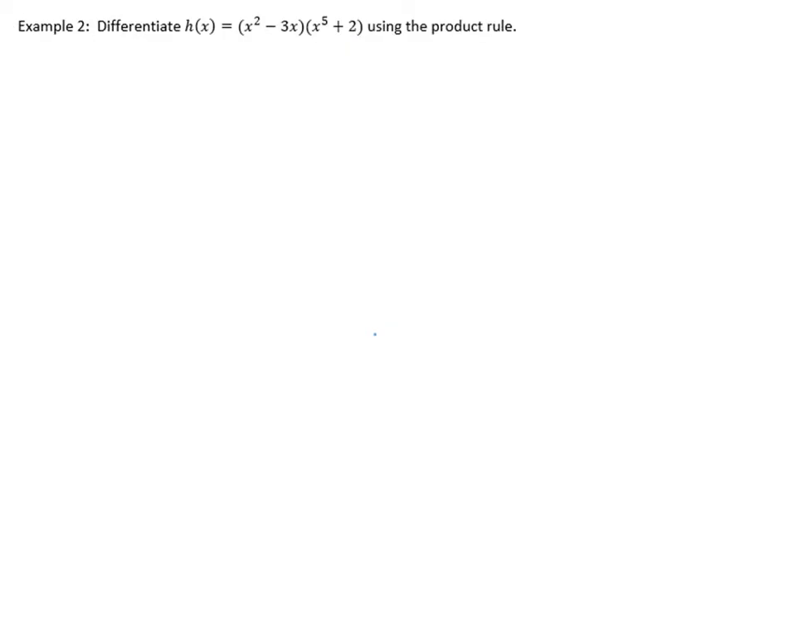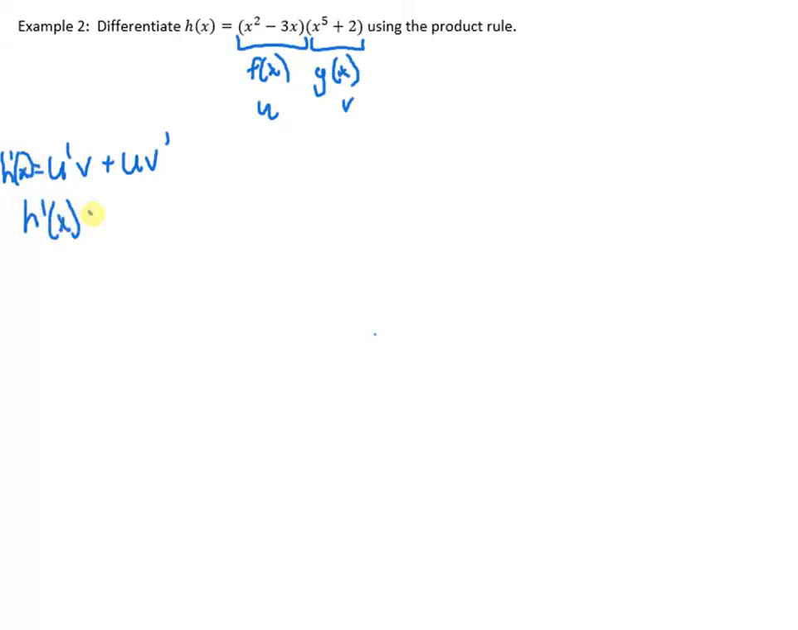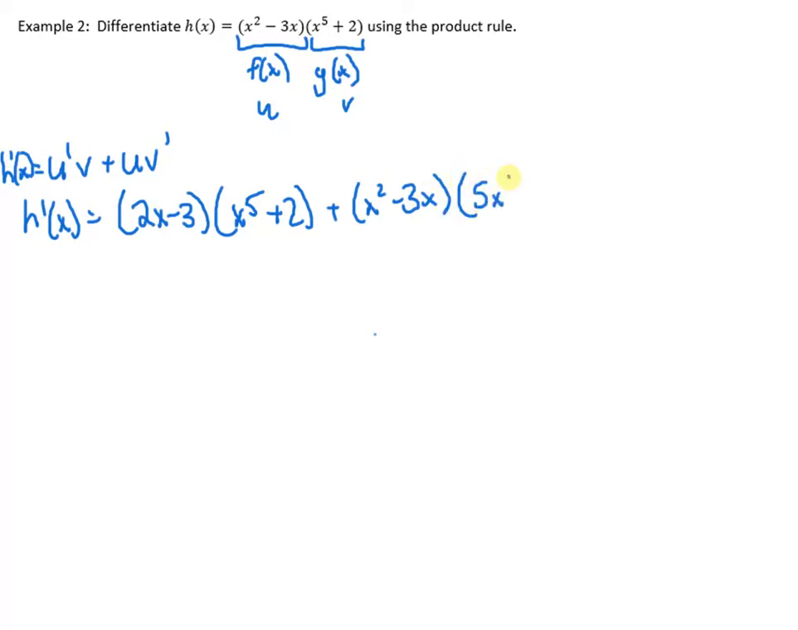Now let's get into some actual examples. Let's differentiate this. We have the first term here, which is going to be our f at x, and this is going to be our g at x. I'm actually going to cheat and do the uv, so u prime v plus uv prime, and this is going to be h prime at x. So h prime at x equals, what is the derivative of the first thing? We get 2x minus 3 times the second thing as it is, plus the first thing as it is, times the derivative of the second thing.